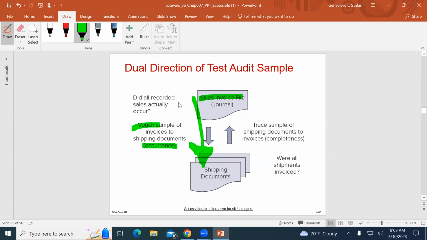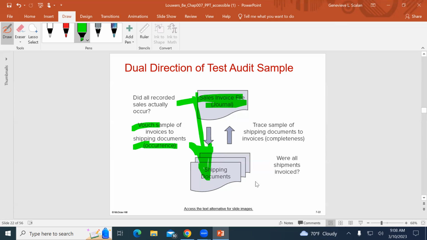So you pull your sample from the sales invoice file or the sales journal or the revenue ledger, something like that, where it's like, this is the ending point. This is where that sales revenue ended up. And they're telling you this revenue in this file occurred. So you're testing it. Well, did it? How can I tell? I can go back to the original documents.